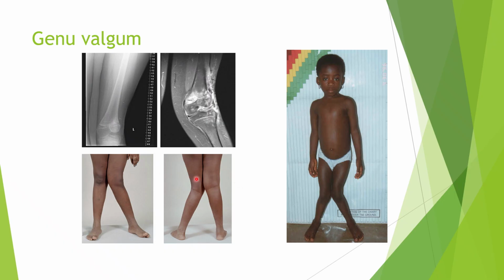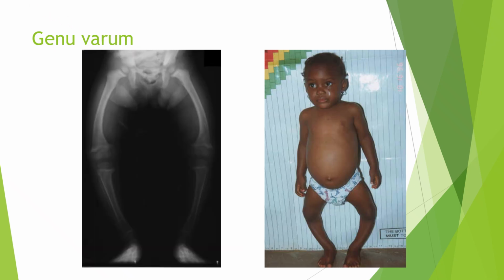Here is a case of genu valgum. It's called knock knee. Here the knees touch one another when the legs are straightened. It's known as knock knee, common in children of 2 to 3 years of age.